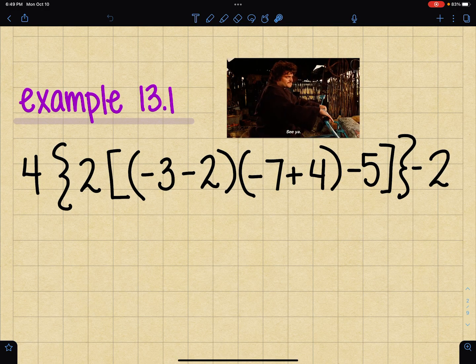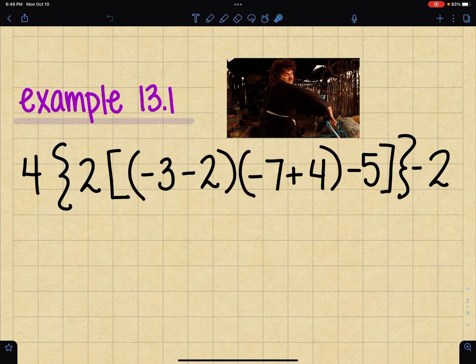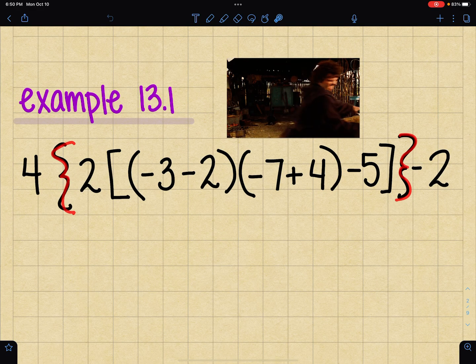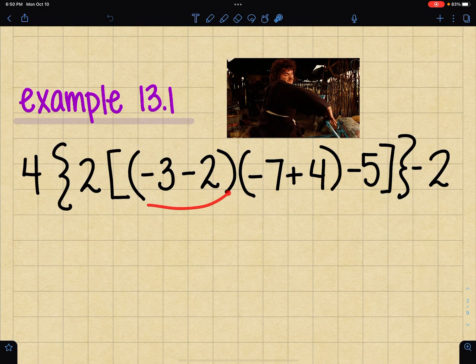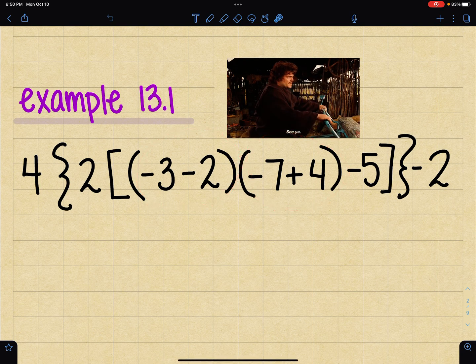So here we go. Now, this one is interesting because it looks like there are 2 nucleuses or 2 nuclei. And indeed there are. You've got parentheses here. Then you have brackets outside of that. And the last thing is you have these braces. So we're going to start with the 2 nuclei. If there are 2, which one do you do first? Doesn't matter. Let's do them both.